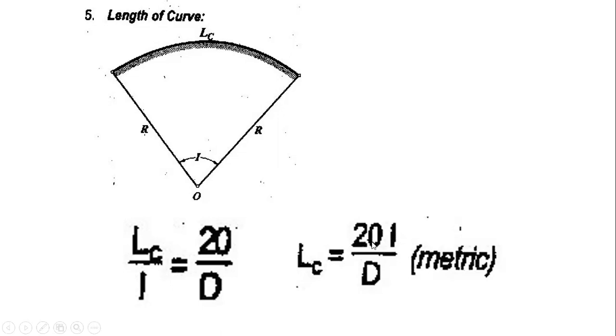Now, if the unit of this 20 is in terms of meters and I is in terms of degrees, degree ng curve is also degrees, we can eliminate the unit for degrees to expect the unit for L sub C would be in terms of meters metric.